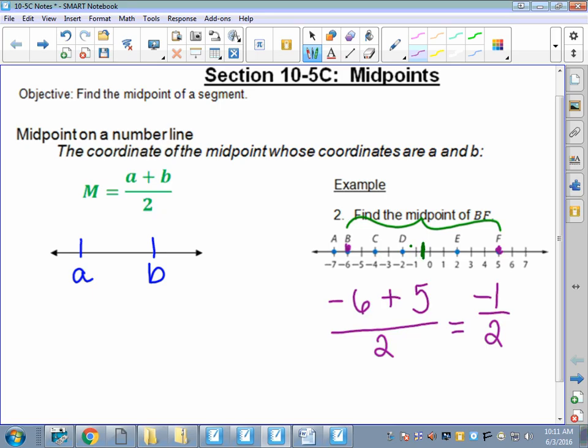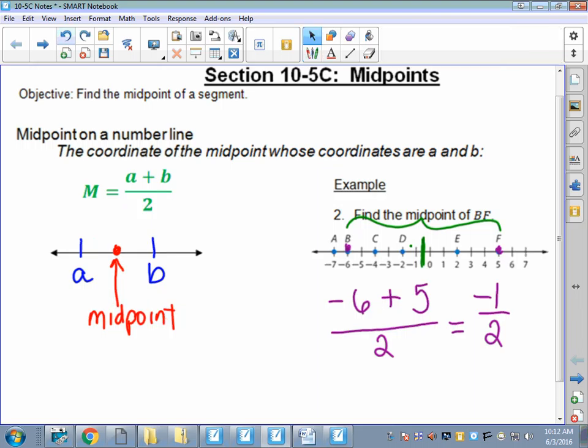Right here. Does that -1/2 look like it's halfway between? We could count and make sure that we actually find the midpoint. So right here, exactly between the two points, is the midpoint.